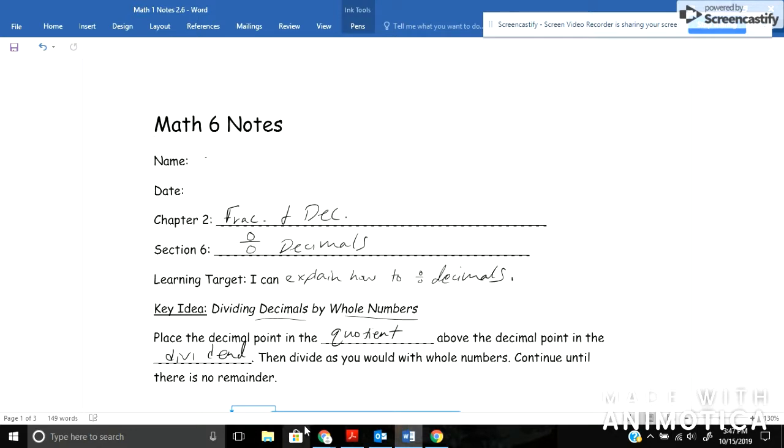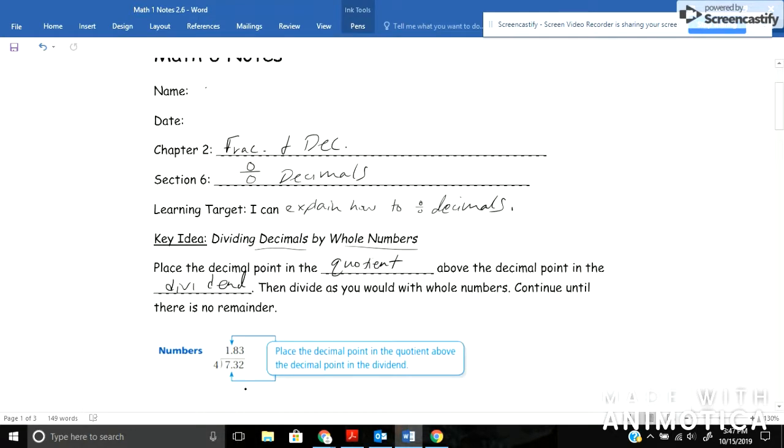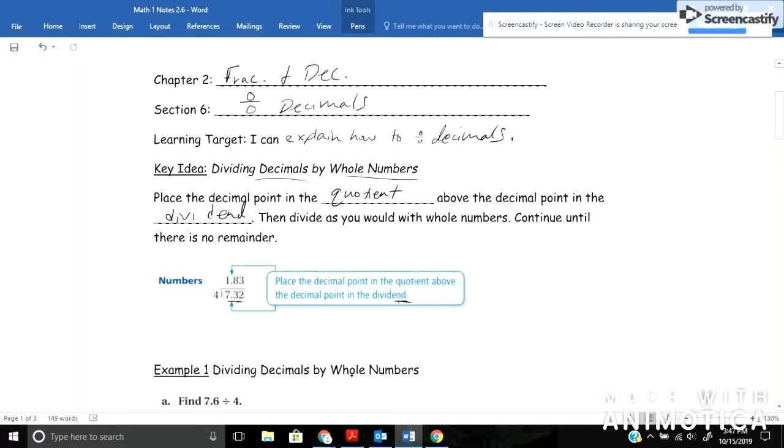All right, to see what that looks like in a model, we have 7.32 divided by 4. We just bring our decimal point straight up, is what they mean by that. Place the decimal point in the quotient above the decimal point in the dividend. Remember, the dividend comes at the end. This is the divisor out here, and the quotient is the answer to your division problem, right? So that model can be pretty helpful.